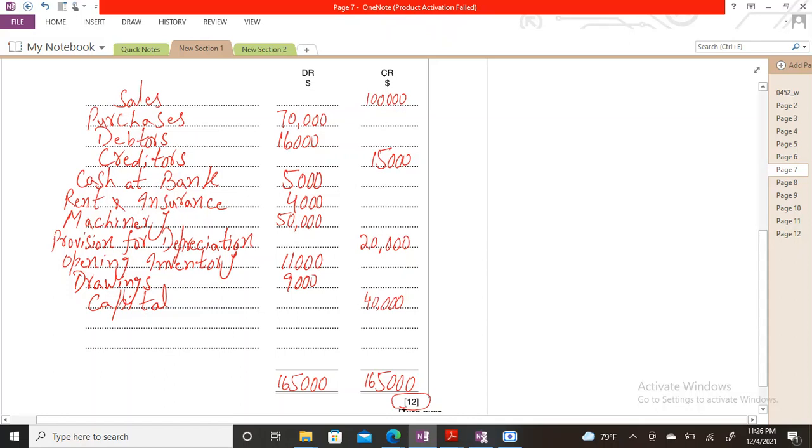1, 2, 3, 4, 5, 6, 7, 8, 9, 10, 11, and 1 for the total. So in total, you will get 12 marks when all the values are on the correct side. Hope this information will help you in preparing the trial balance, and you can easily make your trial balance from the given data. Thank you so much for watching this video.